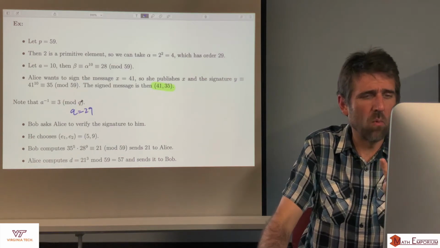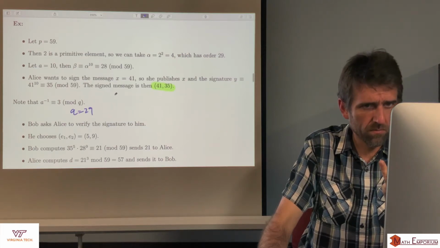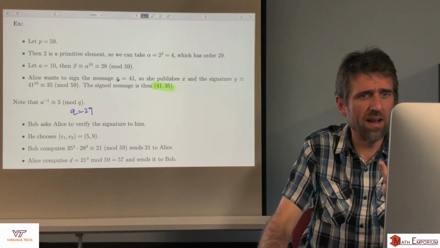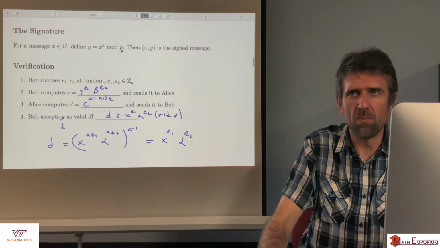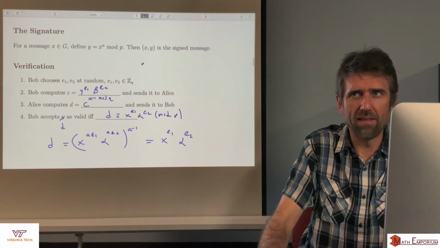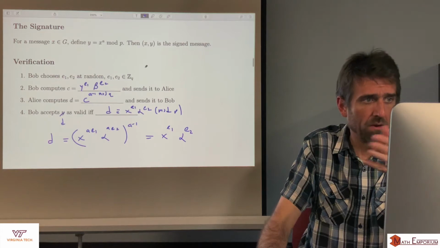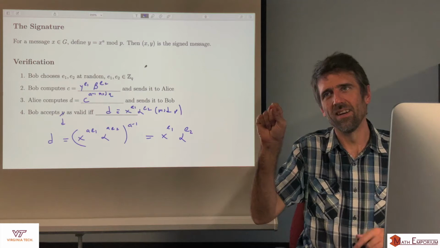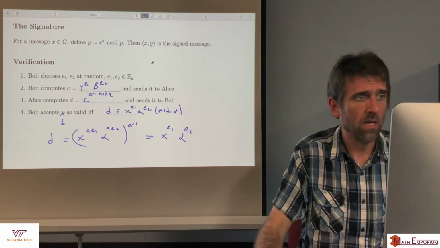Because you've got to figure out the correct signature on X, and to do that I have to raise it to the A and reduce mod P, and this would give me a unique value in that subgroup G. So the only way to do that is to actually know A. Nobody is going to be able to produce the correct signed message pair without breaking the discrete log problem. So that's great.